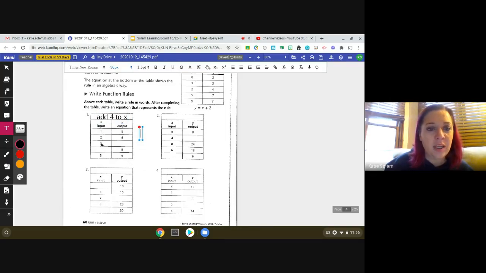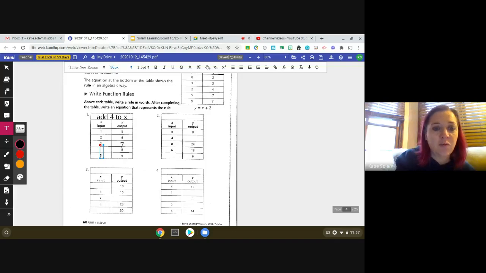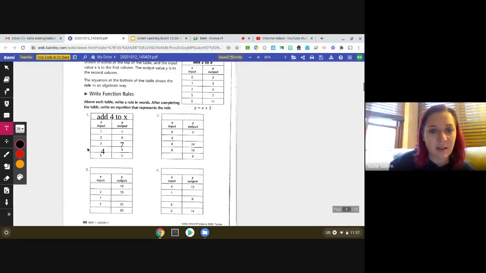So if 3 went in, we know that the number 7 would come out. What if 8 came out? What number would have gone in? If you said 4, you are correct. So we need to do the same thing for 2, 3, and 4. I'll do one more with you because these get a little bit tricky.